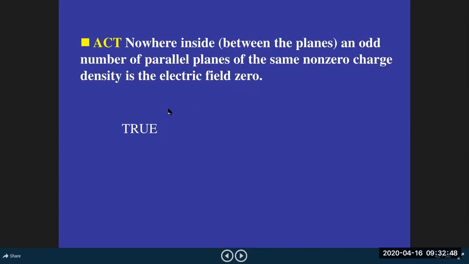So try to understand. If we take two planes, sheets of charge, say infinitely extended sheets, then at any point in between the two parallel plates, electric field will be zero. Is it right or wrong? The answer would come, yes, it is right. You will try your best. So let me discuss here.